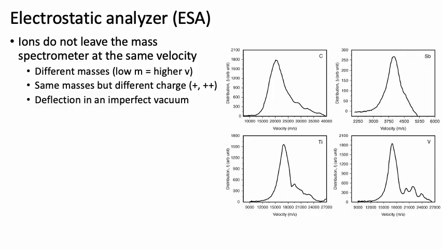So if you have a doubly charged nickel 58, that will have a different velocity than a singly charged one. And also they can be deflected in an imperfect vacuum. So what's shown here is the velocity spectra of carbon, antimony, titanium, and vanadium from some experiments.